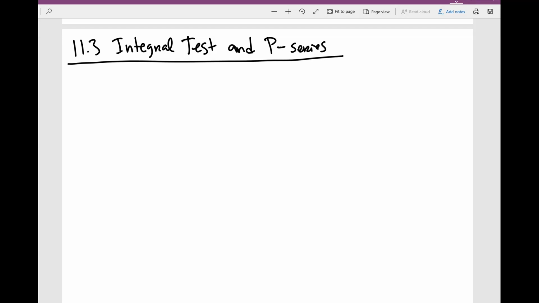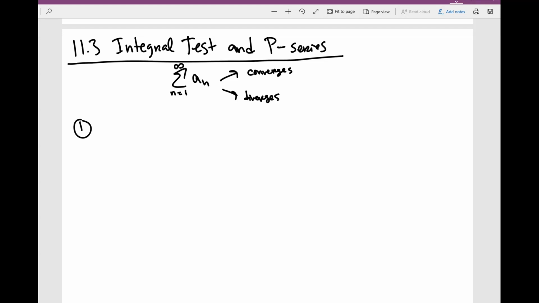This is going to be 11.3, the integral test and p-series. So far we've been talking about a couple of tests on how to figure out whether a series is going to converge. If you have some series, n goes from 1 to infinity, of a sub n, we are interested in whether it converges or whether it diverges. That's what we're really doing.